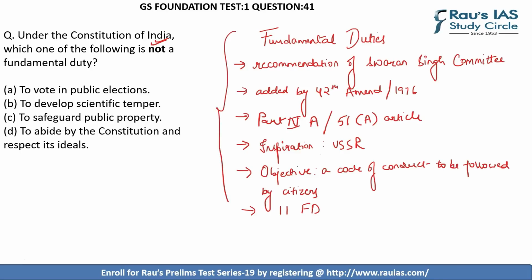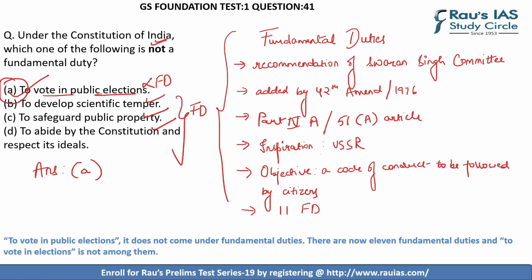Now, in light of this information, let us go back to our question. Options B, C and D, that is, to develop scientific temper, to safeguard public property, and to abide by the Constitution and respect its ideals, form a part under fundamental duties. However, to vote in public elections is not a part of fundamental duties, and hence it is going to be our final answer. Please also have a look at the explanations.